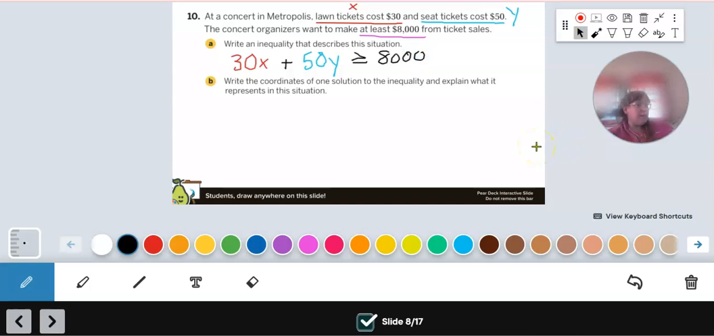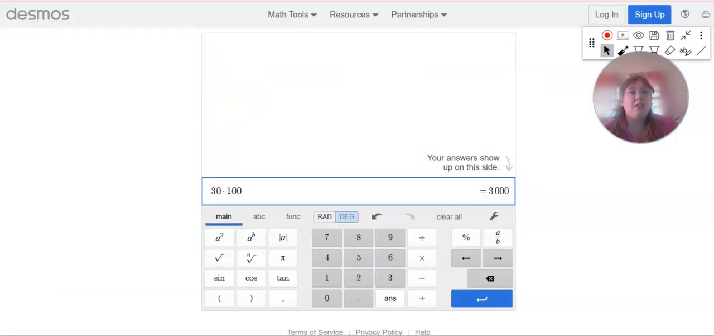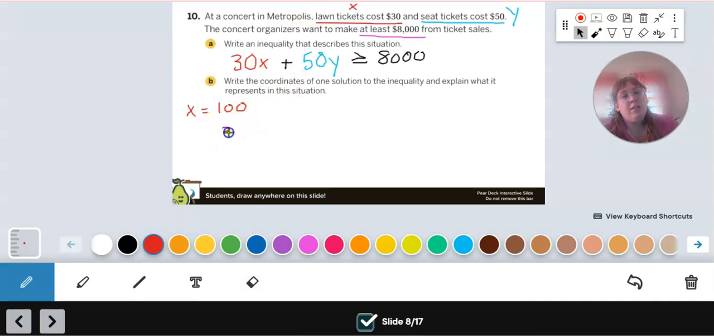And write the coordinates of one solution and explain what it represents. So we want it to be bigger than 8,000, so they're going to be bigger numbers. Let's get our calculator. And let's say if X is 100, 30 times 100 is 3,000. So 30 times 100 gets us 3,000. We want to get up to 8,000.